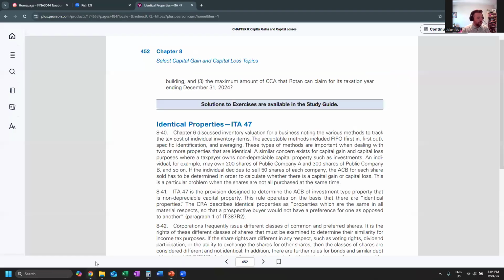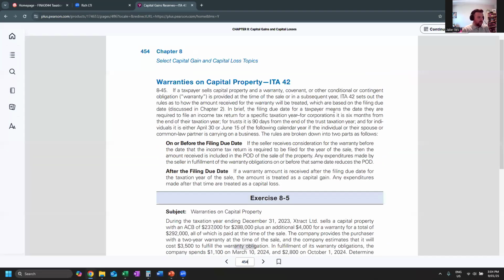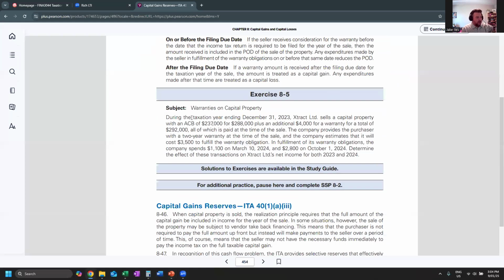So just a brief example, just to help drive that home, because I know I did it kind of fast. We're going to jump to exercise 8-5. During the tax year, Extract sells capital property. Its cost was $237,000. The proceeds were $288,000, but they received an additional $4,000 for a warranty, which was paid at the time of sale. So did we receive $288,000? No, we received $292,000. We added that $4,000.